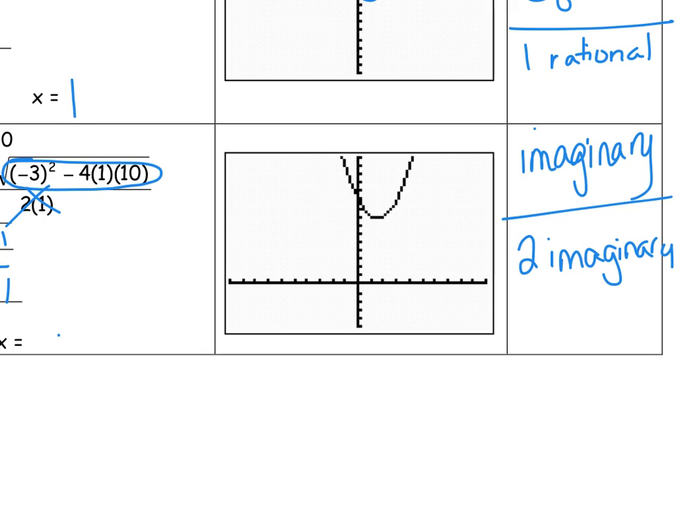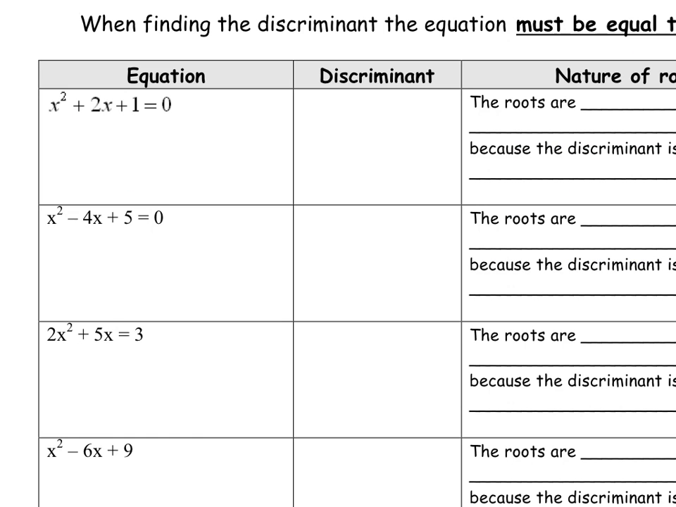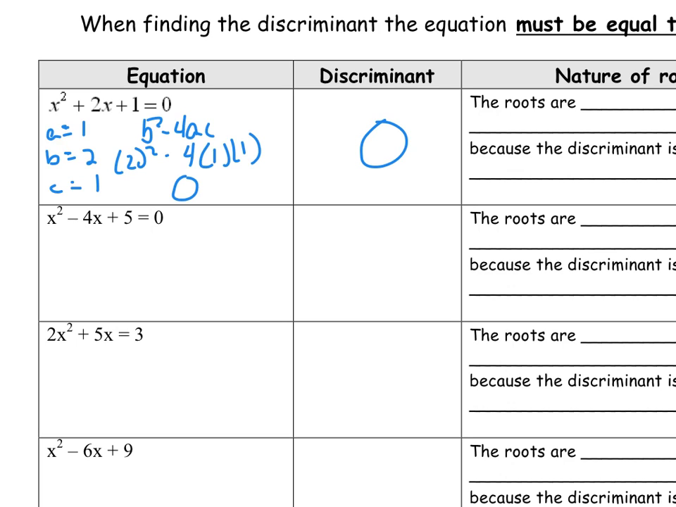So if you're ever asked to find the nature of the roots, all you have to use is the discriminant. That's it. You don't have to find the whole quadratic formula and do all the answers and all that work. All you need to do is use b squared minus 4ac. Find your a, your b, and your c. Plug them all in. Get your answer. So in this case, the answer is 0.